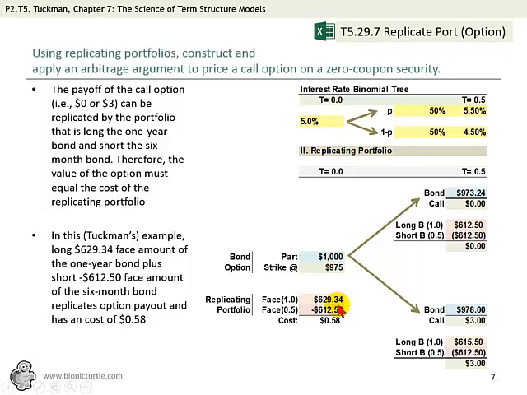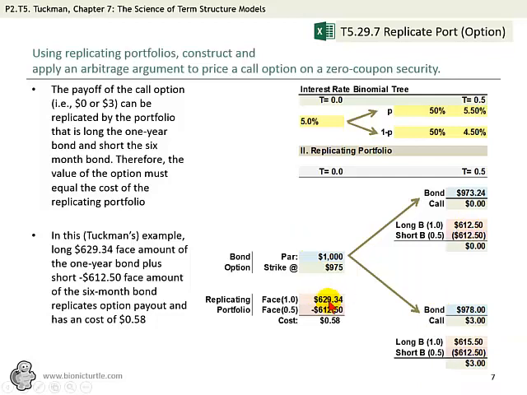Okay, so notice that if we have this replicating portfolio here, what happens under the interest rate binomial, under the interest rate tree, is if there's an up jump, then the bond prices to 973.24, and that call option with a strike of 975 is going to be worth 0. And what about our replicating portfolio? Well, we're long this face amount, so it's face amount 629 and the price of 973 means the value of our long position is going to be 612.50.